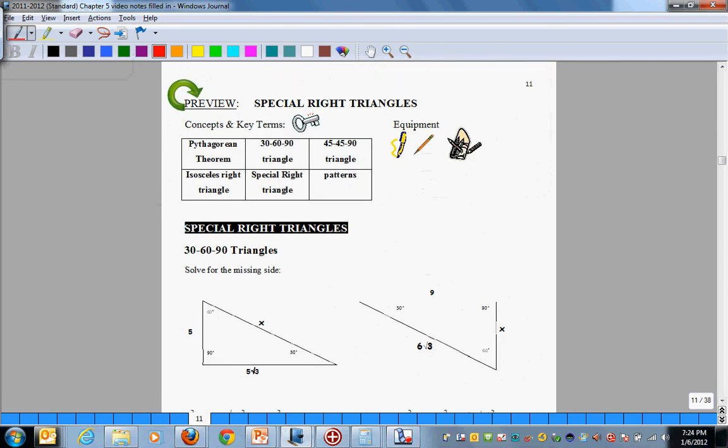That's called geometric means. Now we're going to talk about something called special right triangles. This is an absolutely critical lesson for future math classes, especially trigonometry. We've learned the Pythagorean theorem and geometric mean. Now we have two special right triangles: the 30, 60, 90 triangle and the 45, 45, 90. They are special circumstances, special triangles. They have a pattern to them that you should be familiar with.